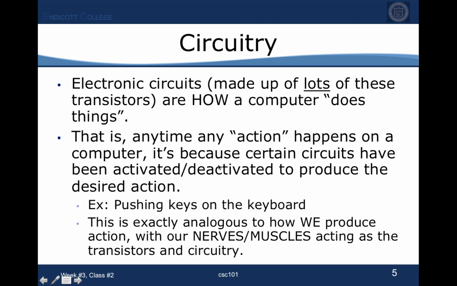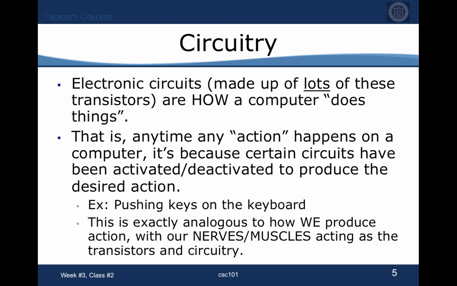So the circuitry in the computer is just made up of a whole bunch of these transistors that are turning on and turning off and turning on and turning off, all the time. Anytime your computer is actually doing anything, which is all the time, but especially when you're interacting with it, typing, doing internet things, or even just moving the mouse, lots of circuits are firing on and firing off.